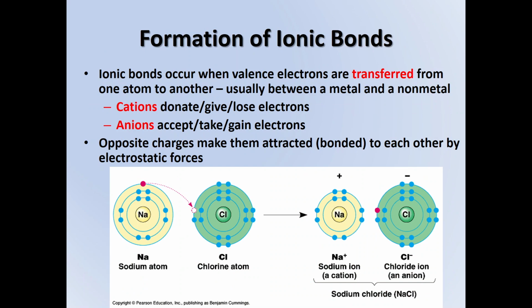Ionic bonds occur when the valence electrons are transferred, completely given up, from one atom to another, usually between a metal and a non-metal. Cations donate, give, or lose electrons. Anions will accept, take, or gain electrons. Opposite charges make them attract or be bonded together via electrostatic forces.